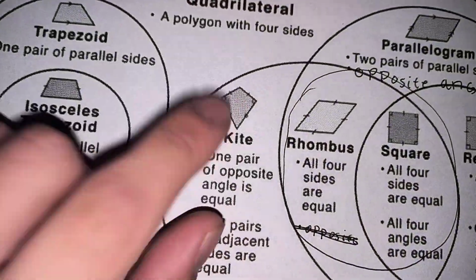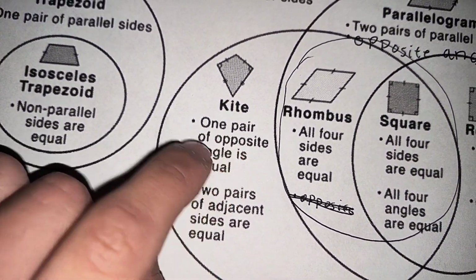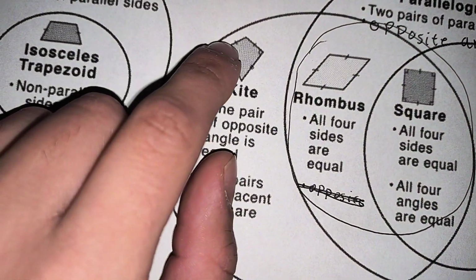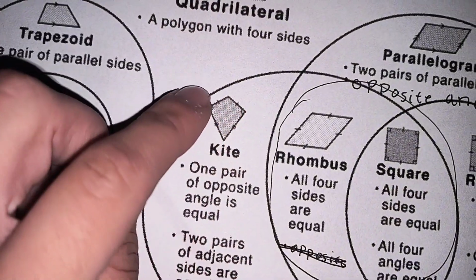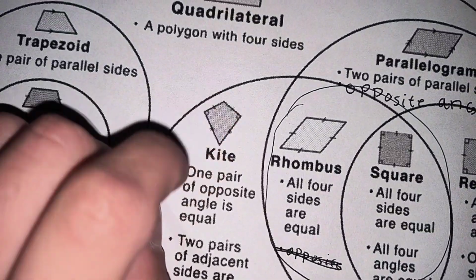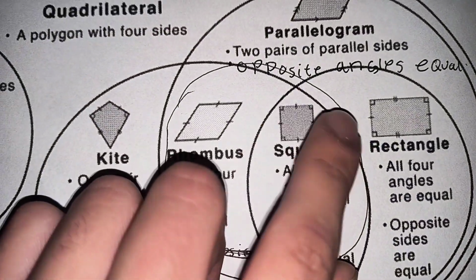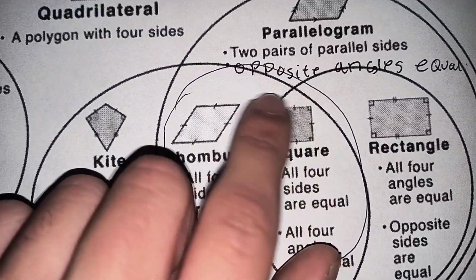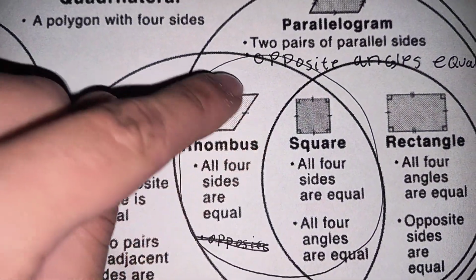Then we have kite, which we haven't really talked about, but we're going to talk about right here, which says one pair of opposite angles are equal. So only one, which is just saying that it has to have at least one pair of opposite angles equal. Right here, its opposite angles are equal, but these angles aren't equal. That's fine. A square has at least one pair of opposite angles equal. There's four actually, two. And a rhombus has both of its opposite angles equal.